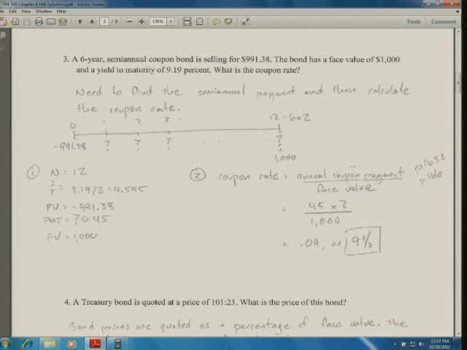Okay, so I can just plug in what I've got now. The annual coupon payment is the numerator here. Well, that's the 45, which is the semi-annual payment, times 2. Since we get that twice per year, if we just multiply that by 2, we'll get our annual payment of $90 in the numerator here. Divide that by 1,000 in the face value, and you get 0.09. Okay, so the coupon rate is 9% on this bond.